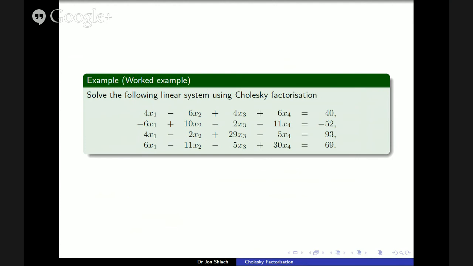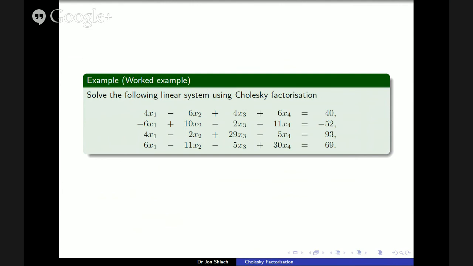And y4, we've got a quarter, 69, minus 3 times 20, plus 2 times 8, plus 1 times 7. Yeah, what have we got here? 69 minus 60 is 9. Add 16 is 25. Plus 7 is 32. Divide by 4 is 8. Okay, so that was forward substitution.